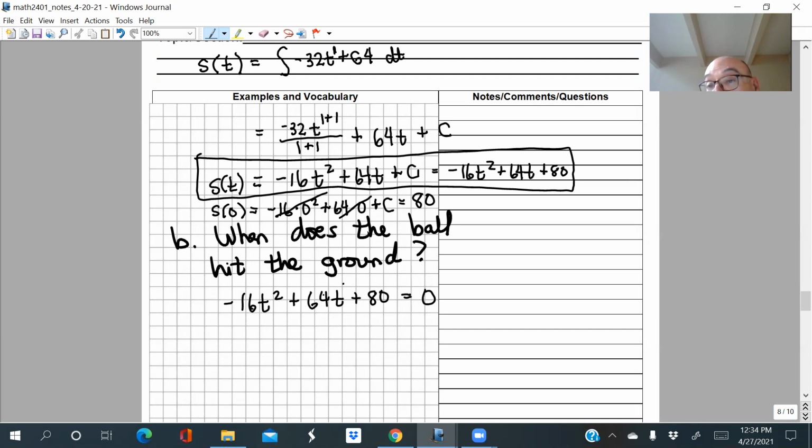Well, that's just a quadratic equation to solve, right? So you can solve that quadratic equation and figure out when the ball hits the ground. I'm not sure what the answer is. 5 seconds, maybe. I don't know if y'all can solve that, by factoring or by using the quadratic formula, okay.